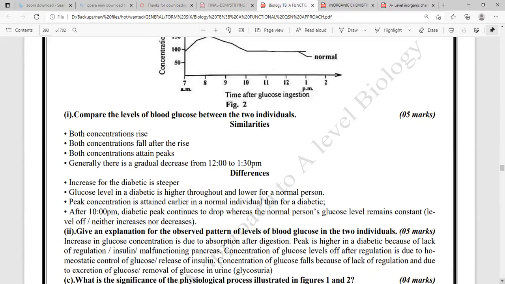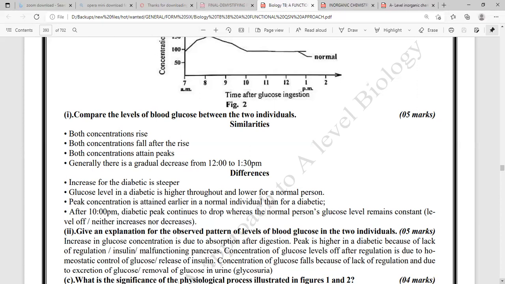Maybe to give a hint on this question, for comparison, you talk about the differences and similarities. When you look at the similarities, both concentrations rise, both concentrations fall after the rise, and then both attain peaks. And generally, there is a gradual decrease from 12:00 to 1:30 p.m.